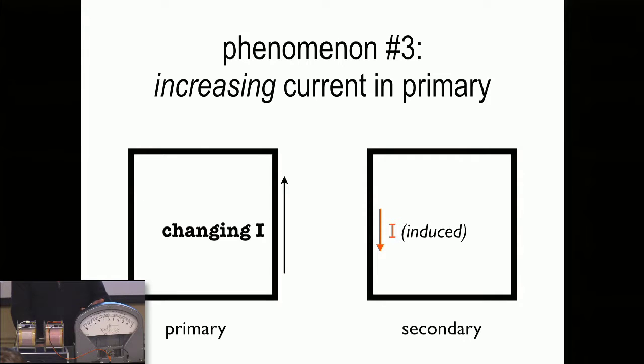So I'm going to increase the current now. There's no current. I'm going to increase the current, and I got a pretty strong response, right? There we go. That's a pretty strong response. Push the secondary towards the primary, pull it away, I get a nice big induced current. Okay.